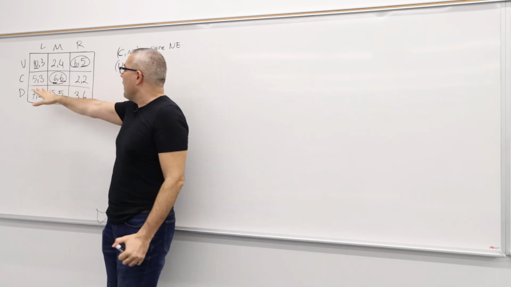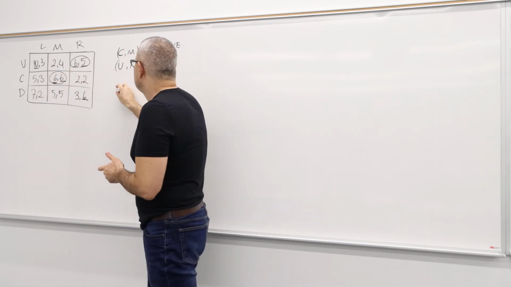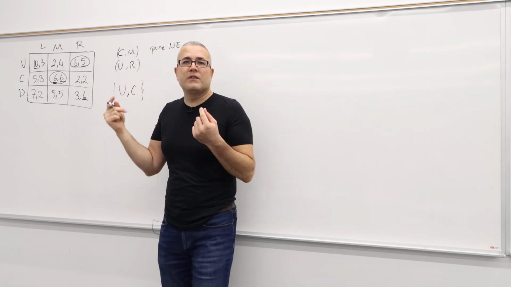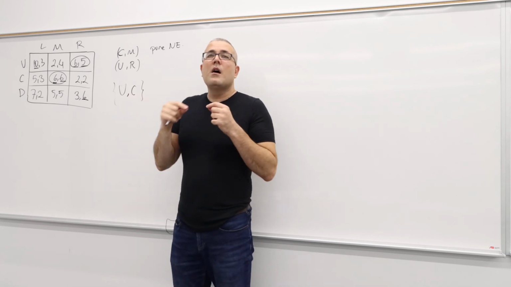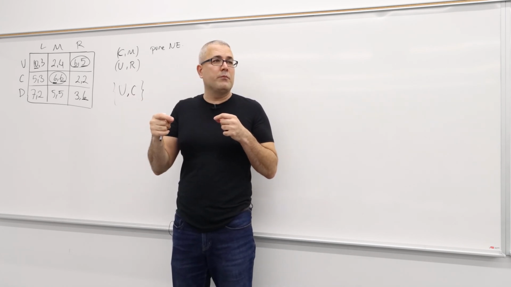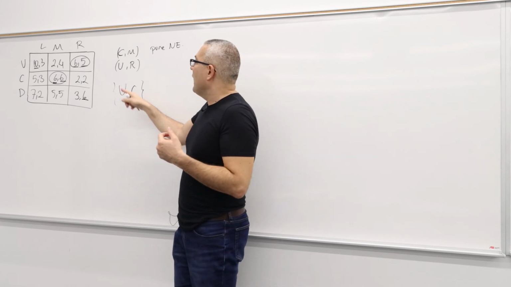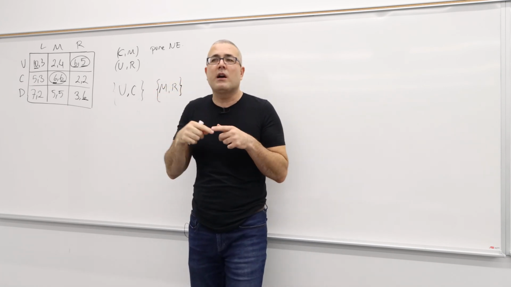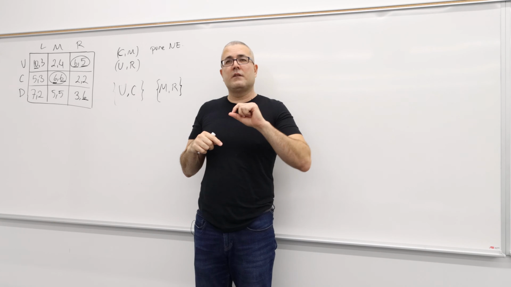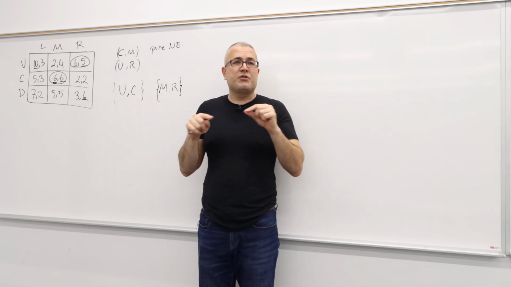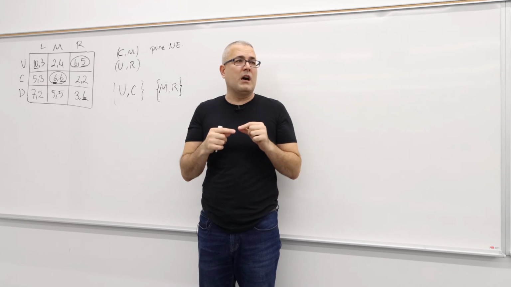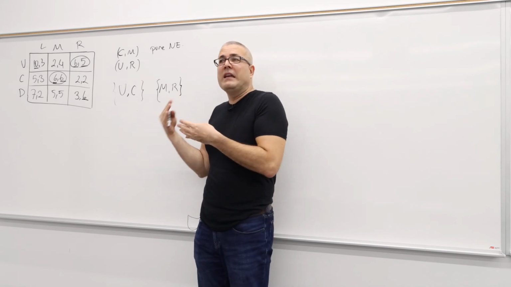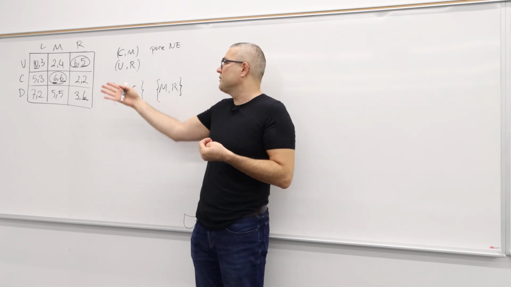Well, look, player 1, U and C, I'm going to put them in a bracket because it's not a profile. These are strategies that are part of some Nash equilibria. And for player 2, M and R are strategies that are part of some Nash equilibrium. So that means those strategies are never strictly dominated, all right? If they were strictly dominated, they couldn't be part of Nash equilibrium. So I'm going to apply iterated elimination of strictly dominated strategies to simplify this game.